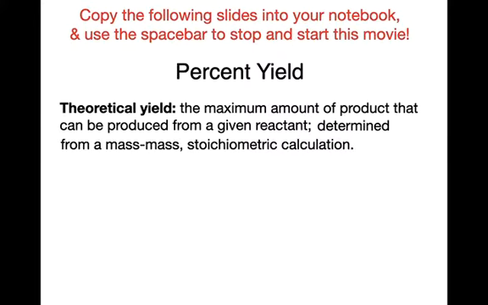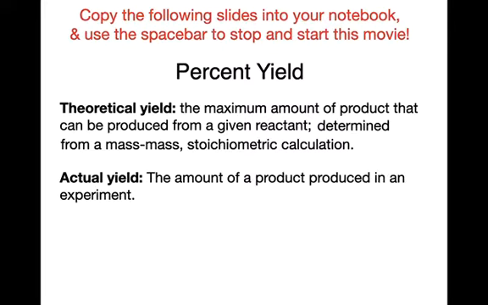Now, in the real world, we don't make the theoretical yield. Often we'll have a little bit less depending upon the problems that may have arisen in the reaction. Possibly the reaction didn't take place entirely. There was something left over. Or there was some sort of problem that caused the reaction not to go to completion. We call the amount that's actually made the actual yield, the amount of a product produced in an experiment.